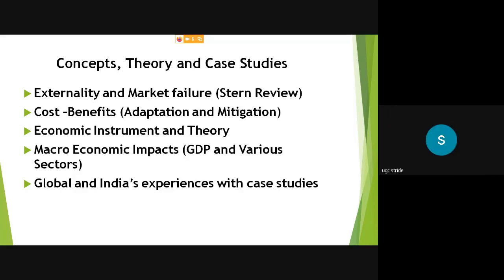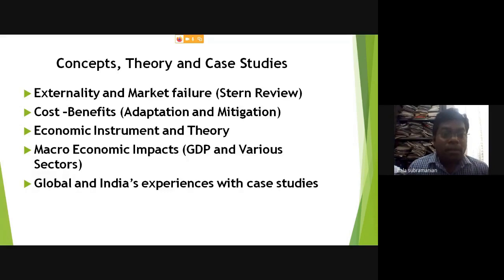Okay. So the first economic concept here is externality and market failure. It is a very basic theoretical foundation in the economics of climate change.